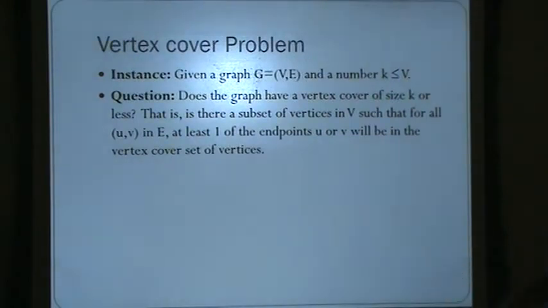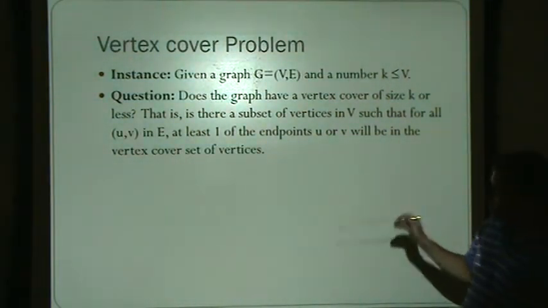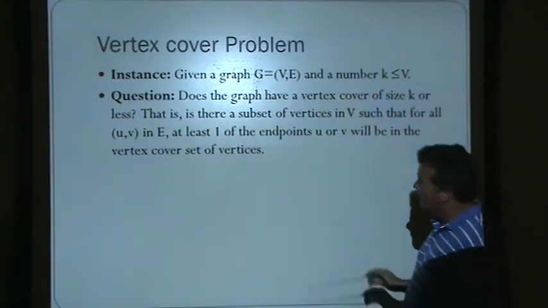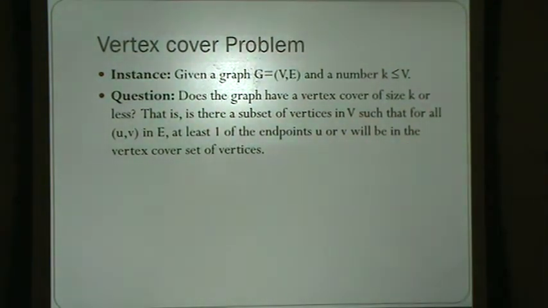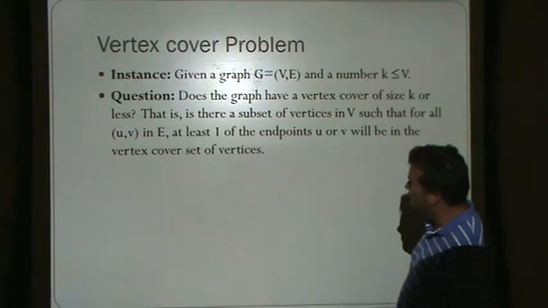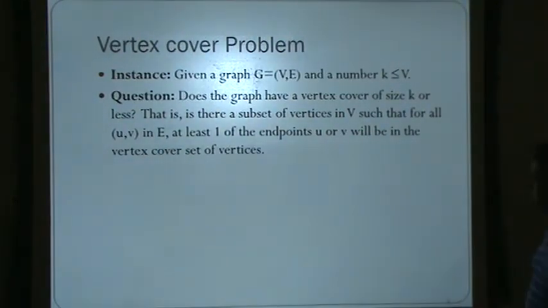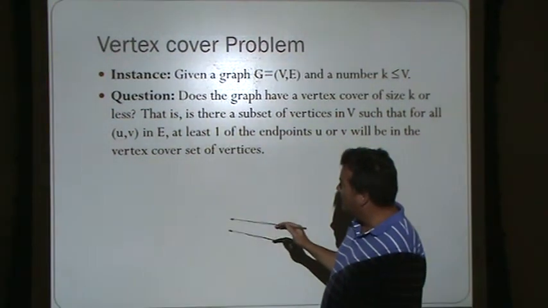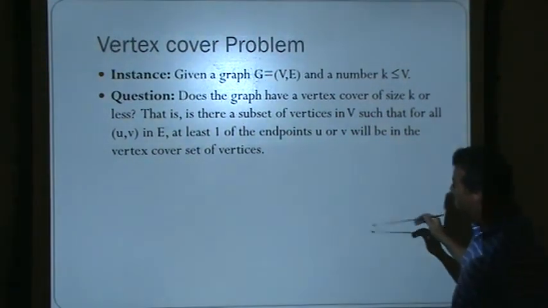Now here's a random problem, but we're going to figure out a way to map this problem to the 3 conjunctive normal form problem. But here's the random problem. Suppose we had a graph, a collection of vertices and edges, and a particular number k, which is less than the vertices in the graph. Does the graph have a vertex cover of size k or less? That is, is there a subset of vertices such that all of the edges have at least one endpoint touching one of the vertices?